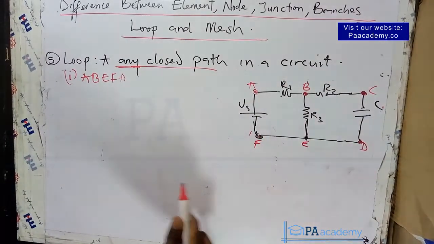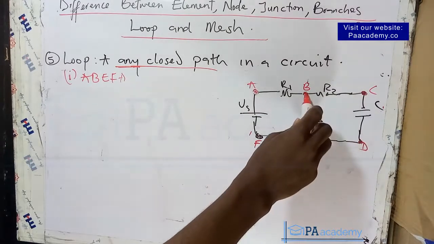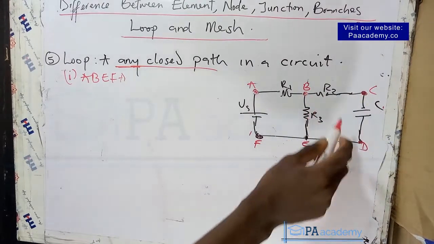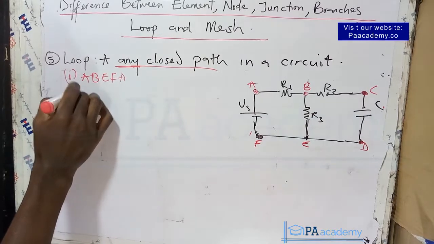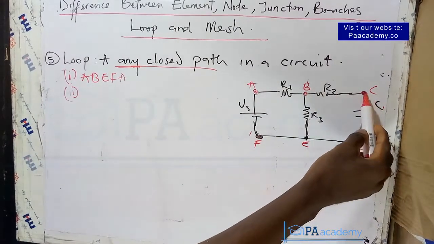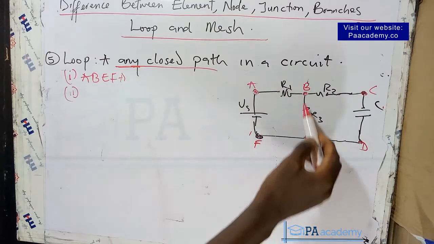Now if you look at this side, if you are to start from B and we move in a clockwise direction, we will see that from B we move to C, D, E, and back to what?